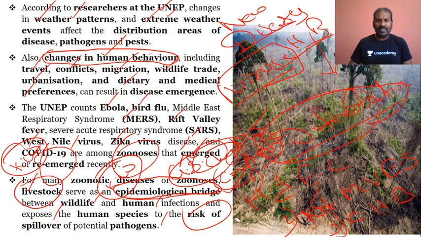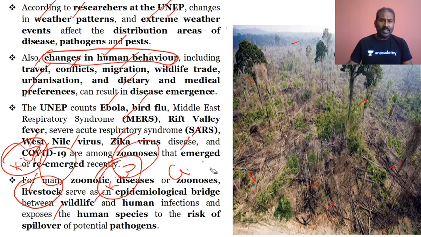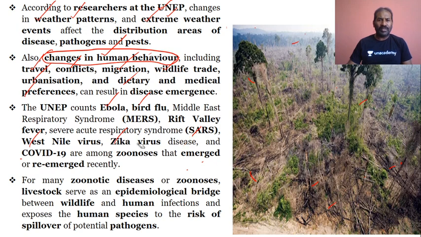And the entire reason for this is deforestation, human induced environmental changes, not maintaining a viable ecosystem, and the other reason is changes in human behavior. The changes in human behavior are in regards to travels, migration, wildlife trade, and urbanization. So all these are creating a major impact on pathogens and human beings.